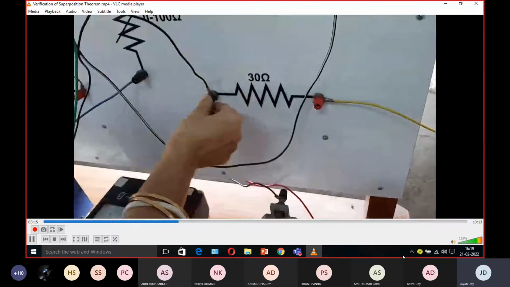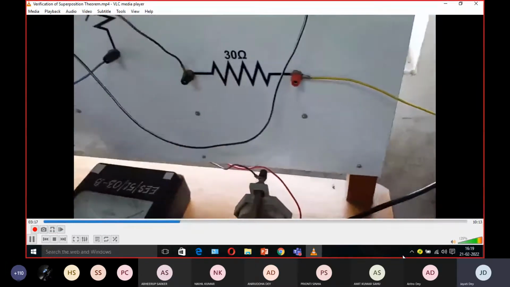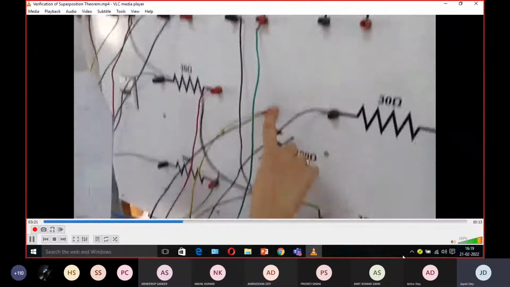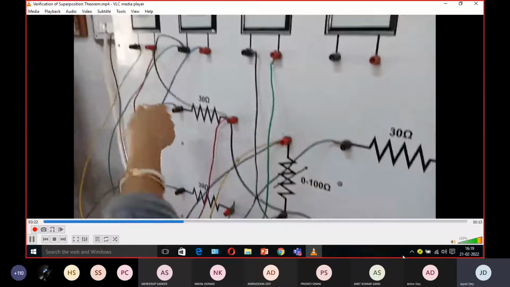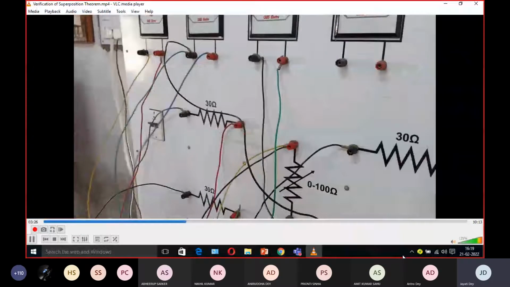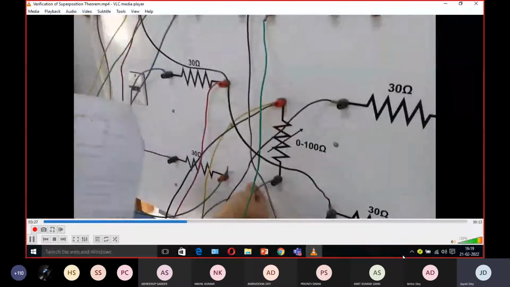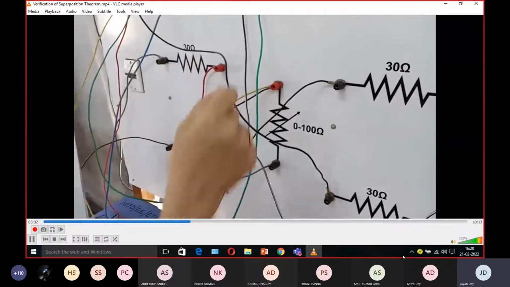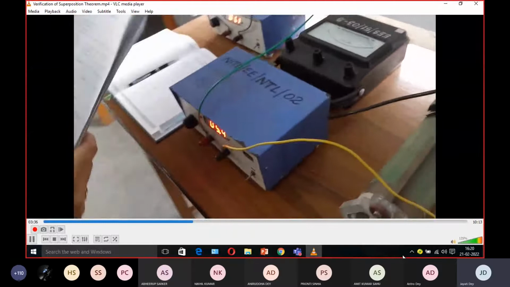Now from across this terminal, it is going to here to measure the I3 branch current, and from the ammeter, this terminal, it is going back. Okay, so these three terminals are again connected. Understood? Achha. Now we are going to demonstrate the procedure.